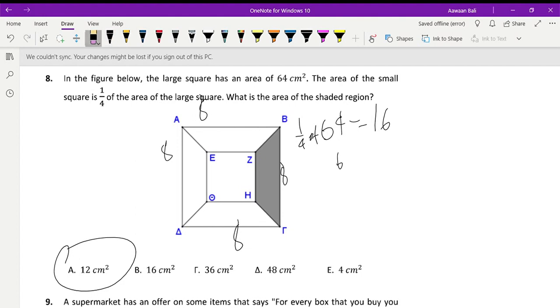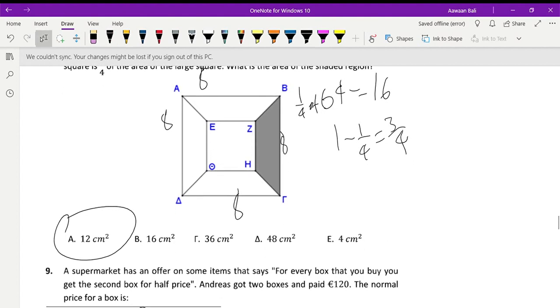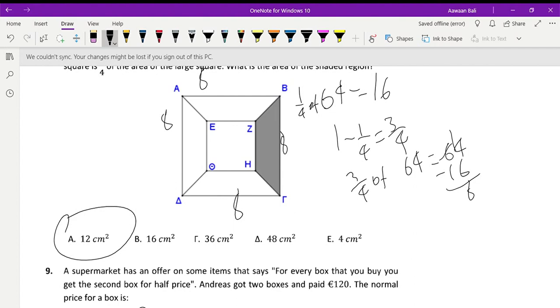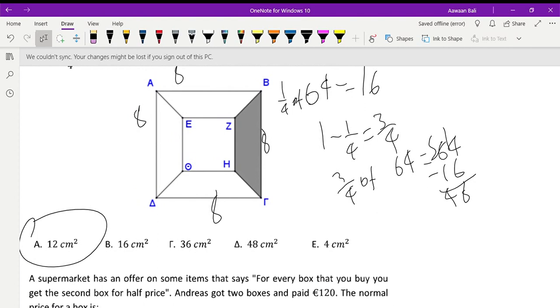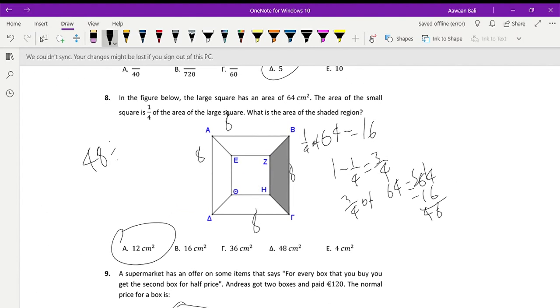Or basically, you could say 1 minus 1/4 is 3/4, since then you can directly find the rest of the space. So 3/4 of 64 is the same as 64 minus 16, which is 48. So basically, the area of all 4 trapeziums there is 48. Now we can divide by 4, because we know the area of all the trapeziums are equal in this case, which means the area of the shaded region, which is a trapezium, is 12 centimeters squared.